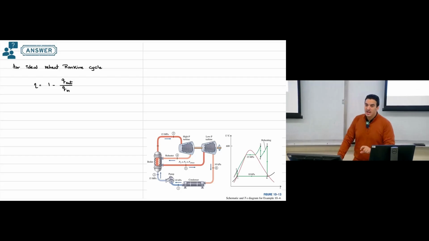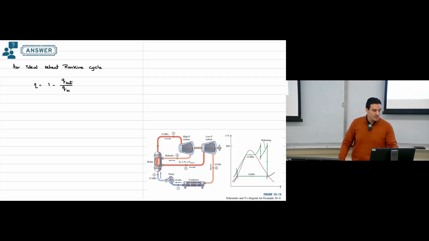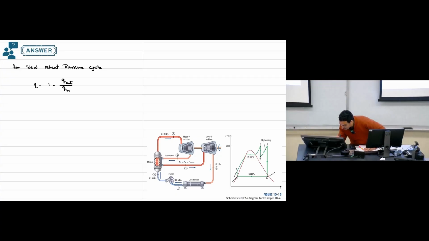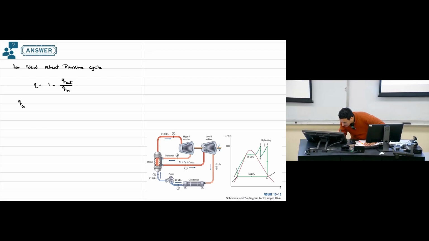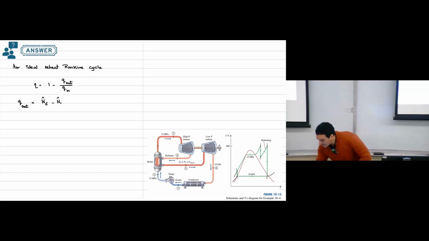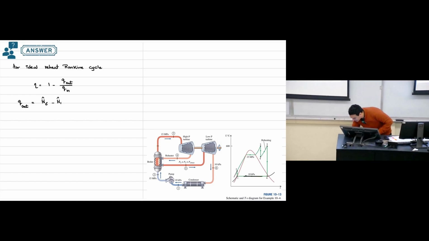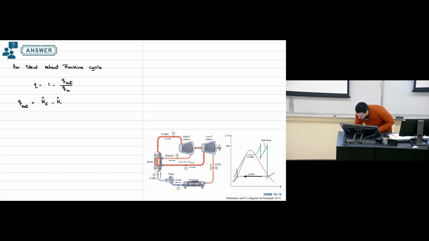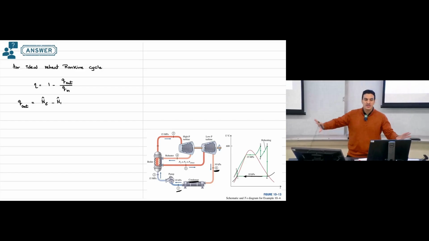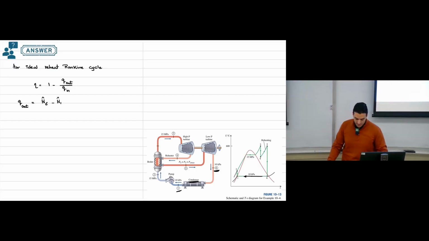But what will be different is how we calculate Q in and how we calculate Q out. For Q out, this is H6 minus H1, the enthalpy at point number 6 minus the enthalpy at point number 1, because this is what is happening in the condenser. The inlet of the condenser is point number 6 and the outlet is point number 1, so it is just the enthalpy difference between the inlet and outlet of the unit.